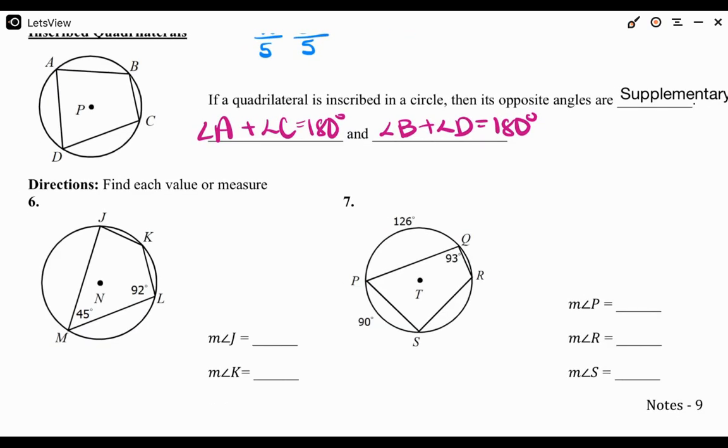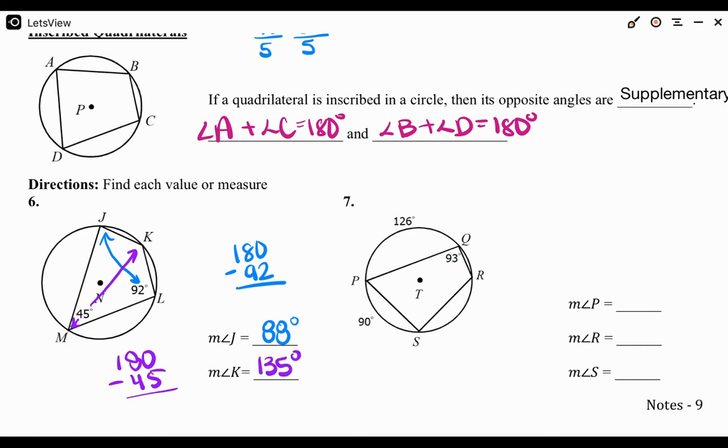So in number 6, J and L are opposite angles. So to find J, you do 180 minus L, which is 92. So 180 minus 92 means that J is 88 degrees. K and M are opposite angles. So to find K, we do 180 minus M, which is 45. So 180 minus 45, we get 135 degrees.